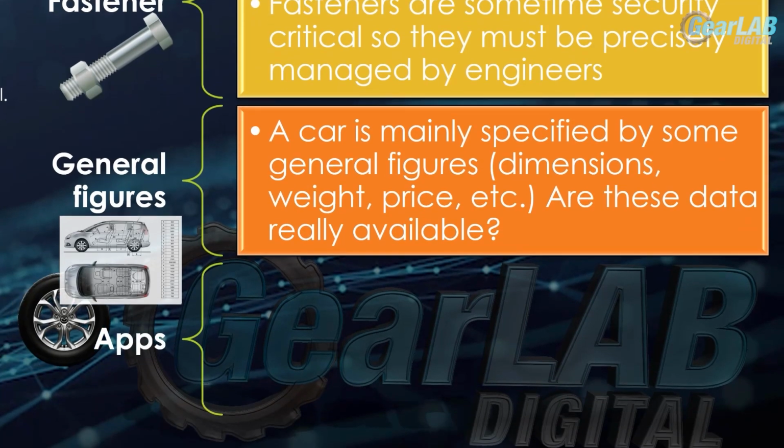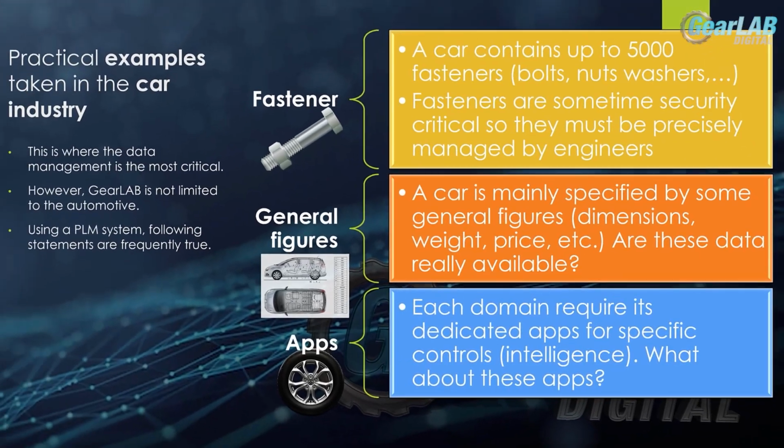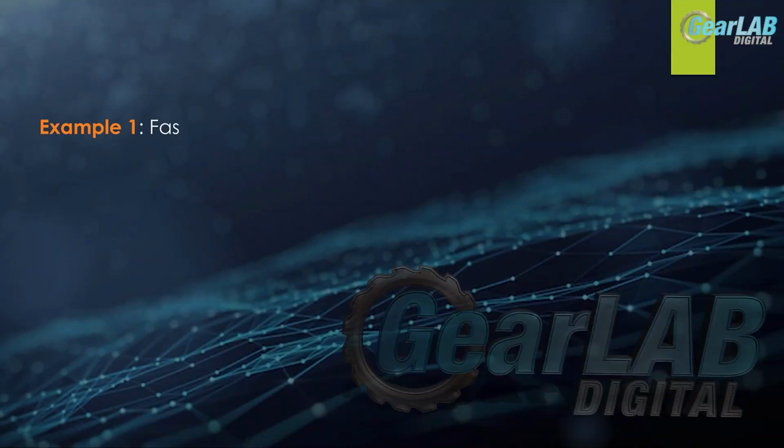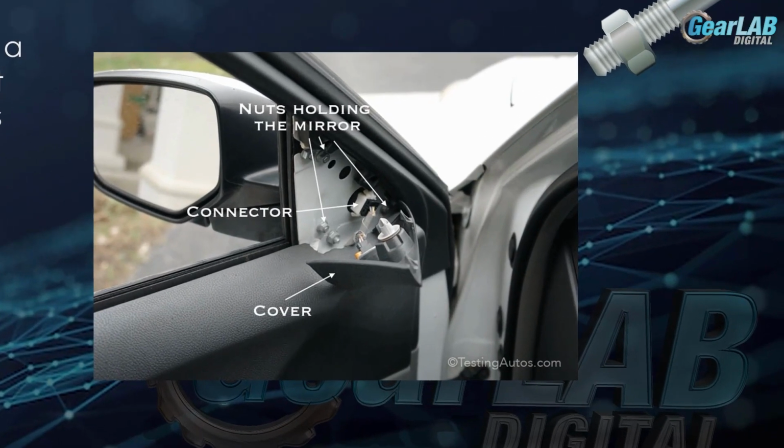The last example is about the apps. Whatever the domain of activity, each requires the highest level of accuracy to be competitive. This is where dedicated apps create intelligence by making specific controls. What about these apps? Example 1. Fastening a side mirror to the front door using 3 fasteners. Let's have a look at the data structure needed to store these data.